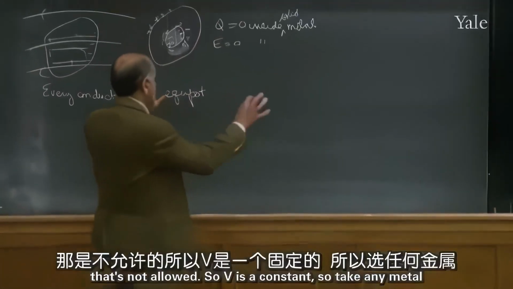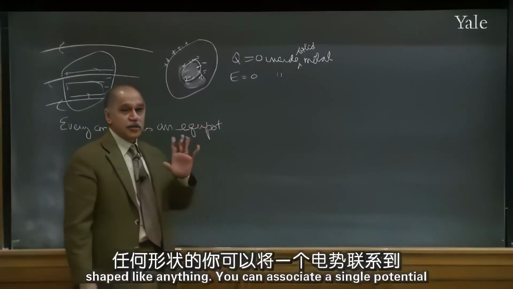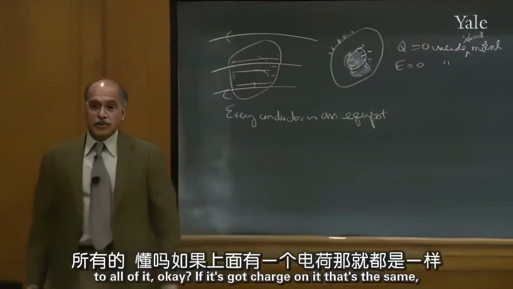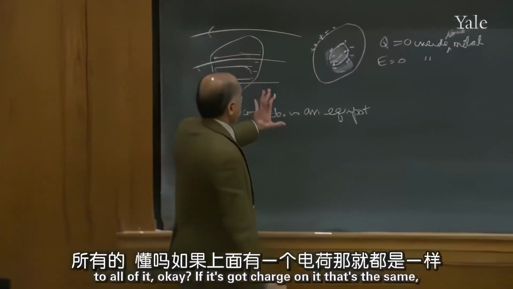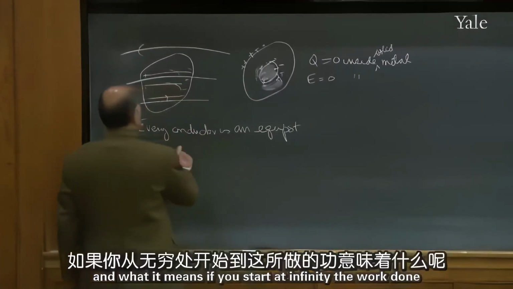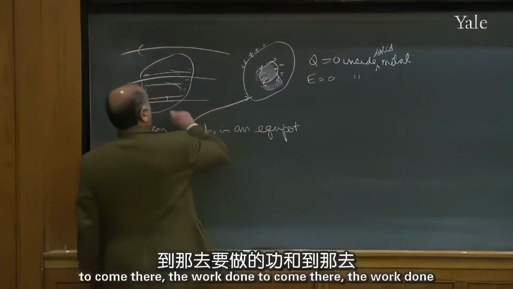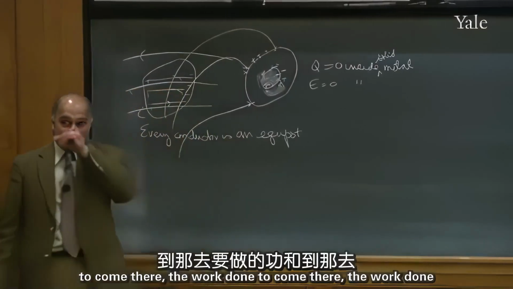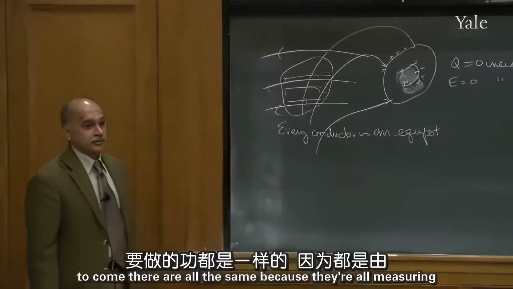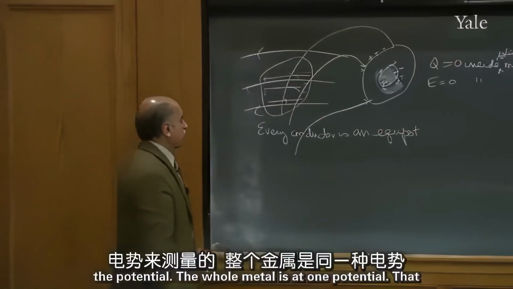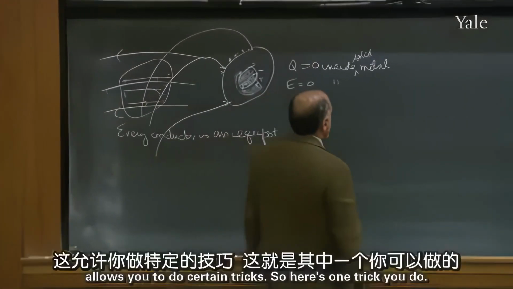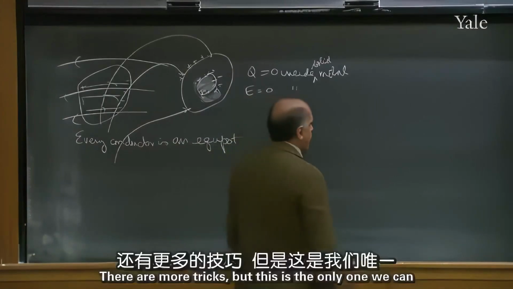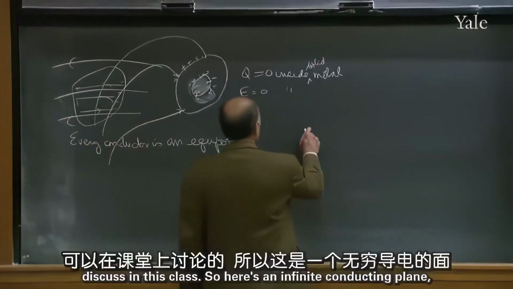So take any metal shaped like anything. You can associate a single potential to all of it. Okay? If it's got charge on it, that's the same. And what it means, if you start at infinity, the work done to come there, the work done to come there, the work done to come there are all the same, because they're all measuring the potential. The whole metal is at one potential. That allows you to do certain tricks. So here's one trick you do. There are more tricks, but this is the only one we can discuss in this class.